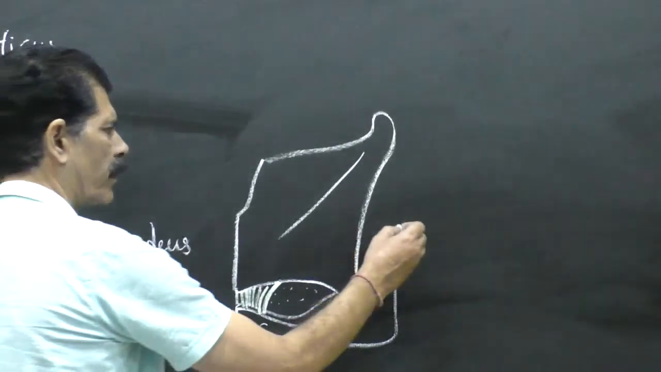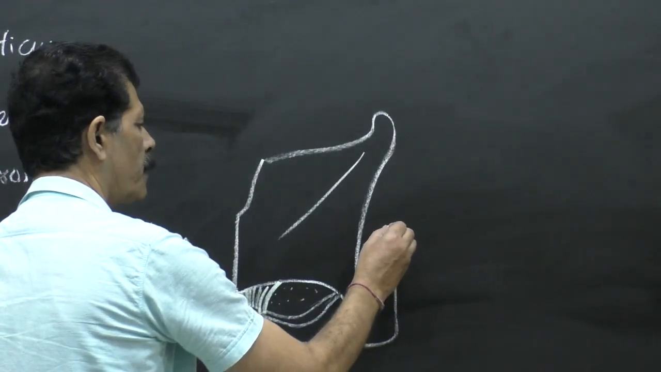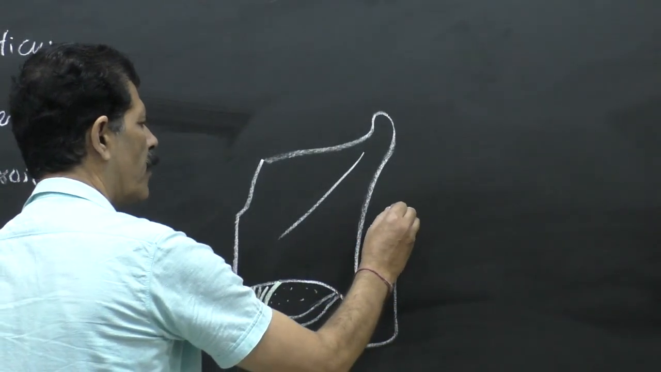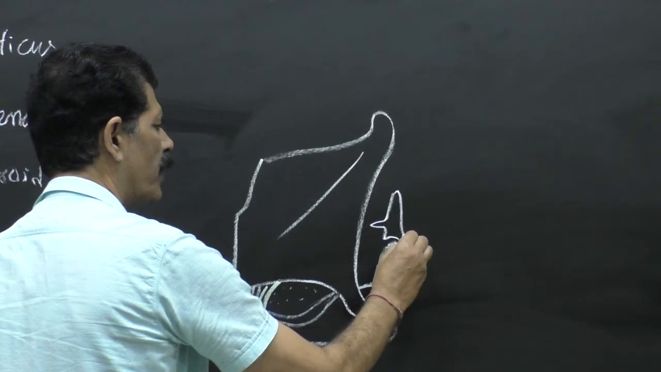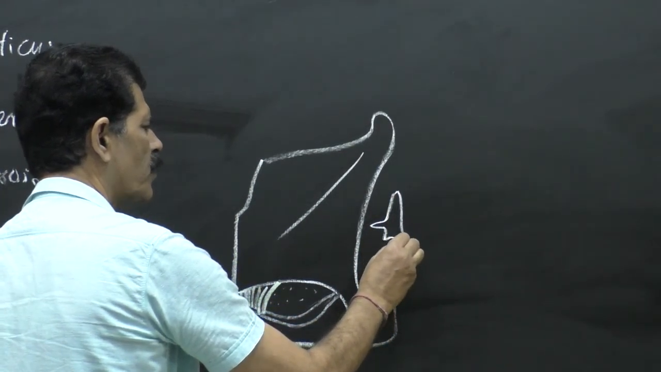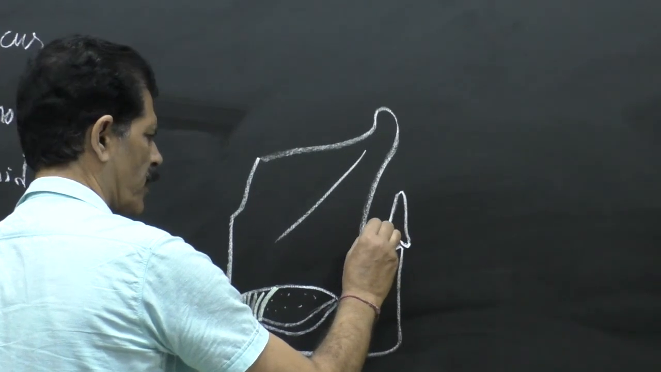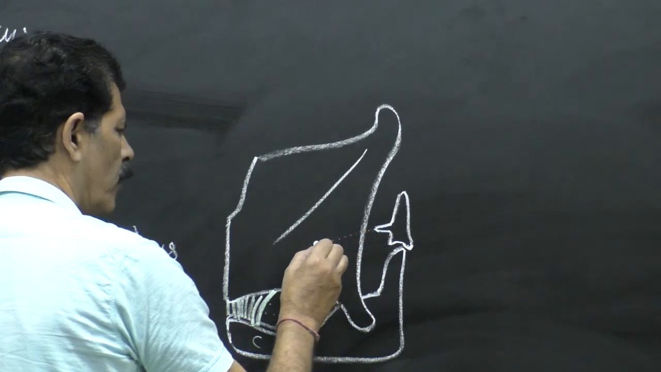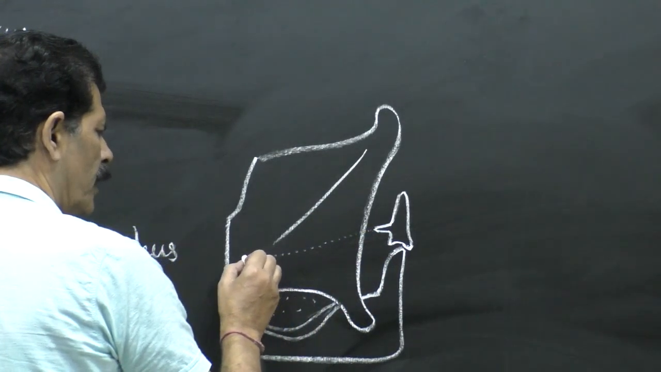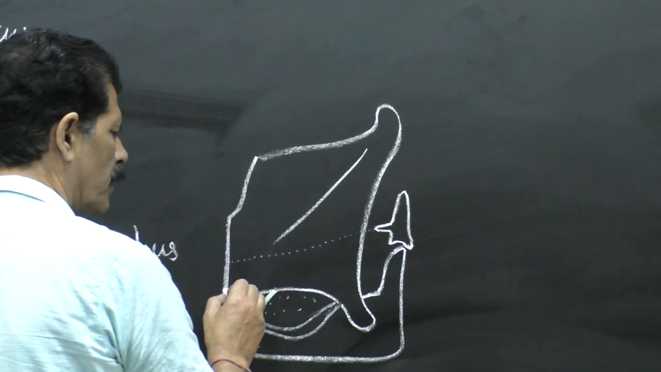Lateral cricoarytenoid. And here is the vocal process of the arytenoid. This is the apex of the arytenoid cartilage. This is the base of the arytenoid. And laterally, this is the muscular process. This is the vocal process, and from the vocal process the vocal cords are attached. And here attached to the thyroid.